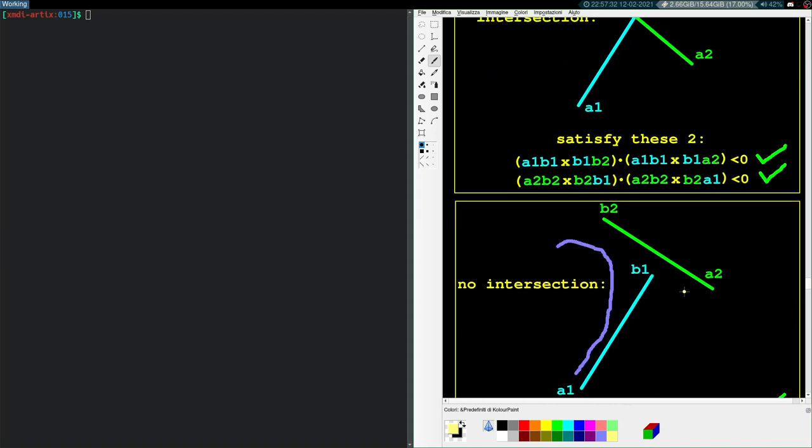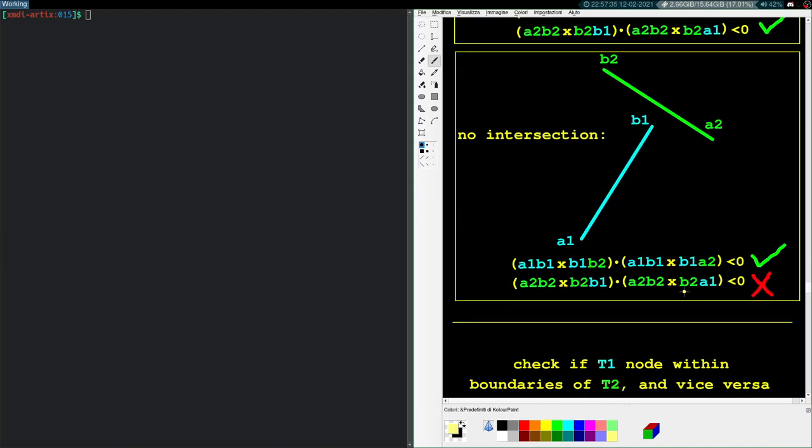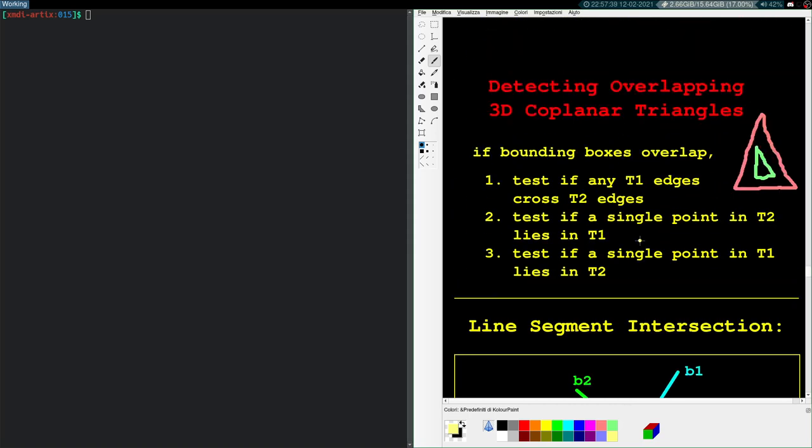So basically, this is a very efficient way to evaluate whether or not line segments intersect, and you will repeat this for 3 times 3 possibilities for any of T1 edges crossing triangle T2, right? And then if any of them do, you can immediately stop calculating. You can say, yes, we have intersection. The classification is done. We do have intersection.